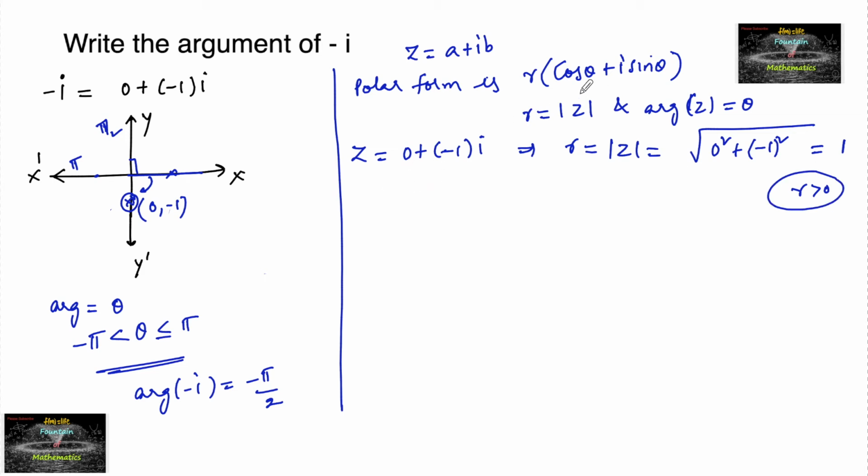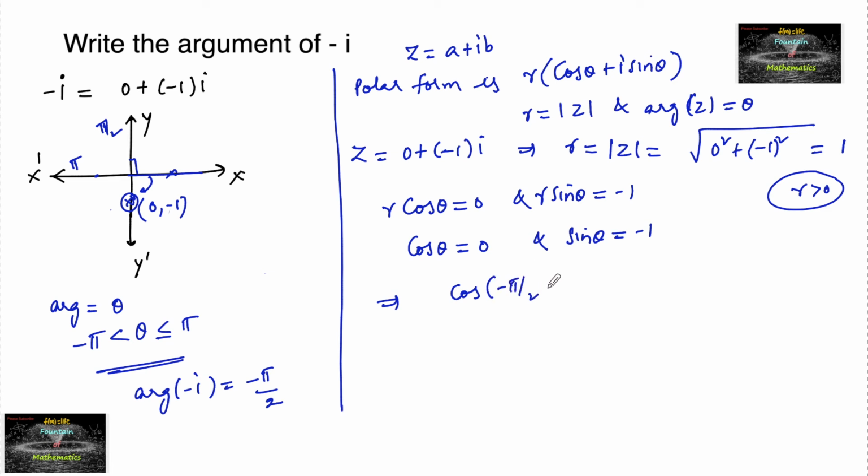And now, comparing the polar form with the given complex number, we have r cos theta is equal to 0 and r sin theta is equal to minus 1. So r is equal to 1, so cos theta is equal to 0 and sin theta is equal to negative 1. This is possible for theta equal to minus pi by 2, since cos of minus pi by 2 is equal to 0 and sin of minus pi by 2 is minus 1.